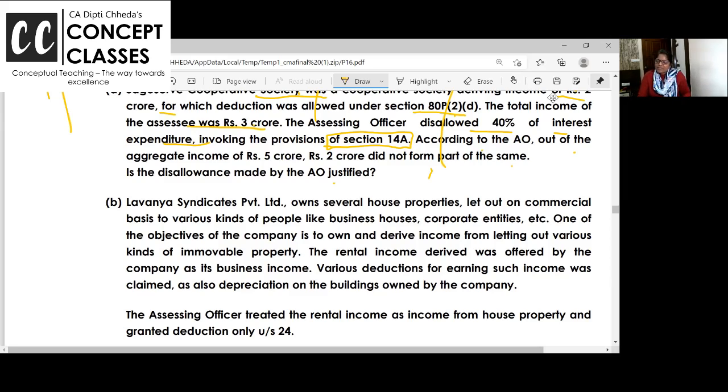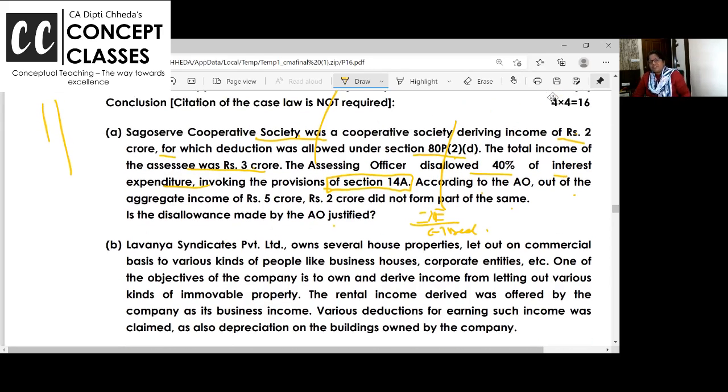There are a few incomes which are taxable under the head income, and after the gross total income, you give deductions, like 80P for the cooperative society. So then they are saying 3 plus 2, 5 crore. 40% of 5 crore is 2 crore. So they are saying 40% of the interest expense should not be allowed because the 2 crore you are anyways going to tax as income and claim the deduction as a cooperative society under 80P. Then the answer to this question is that 14A is restricted. This is a little technical. I will teach it again, you listen carefully.